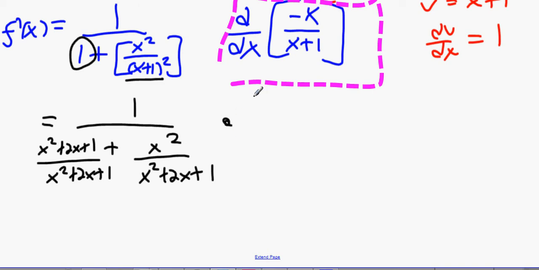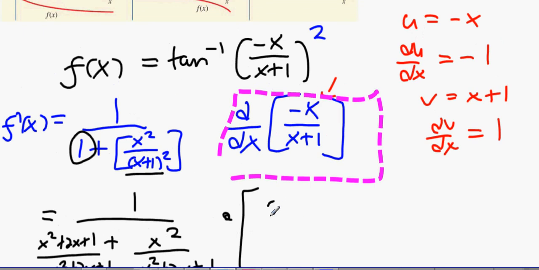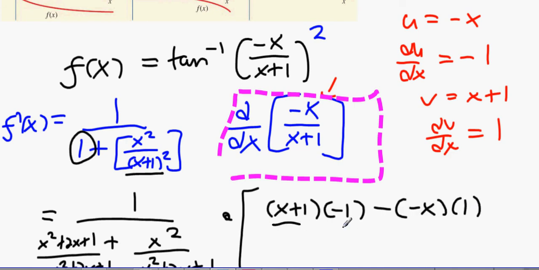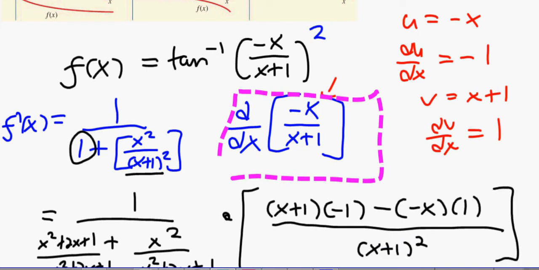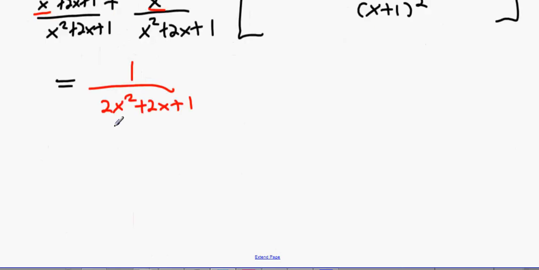Okay, so we'll just put the bracket in here, and let's see what happens. So we're going to do phi times du dx, which is going to be x plus 1 times minus 1, minus u times dv dx, which is minus x times 1, all over phi squared, which is x plus 1 squared. So now we're going to add the two of these together, and we're going to have 1 divided by 2x squared, which is this one plus this one, plus 2x plus 1. Okay, and that's going to be all over x squared plus 2x plus 1.